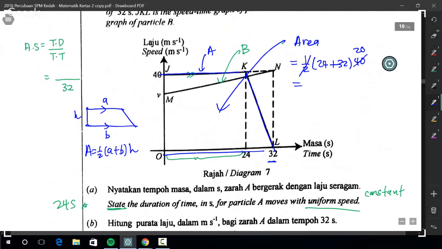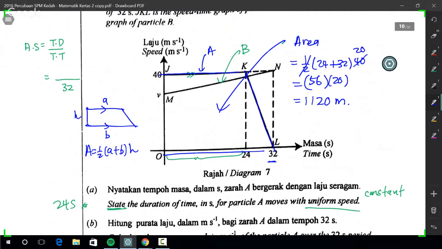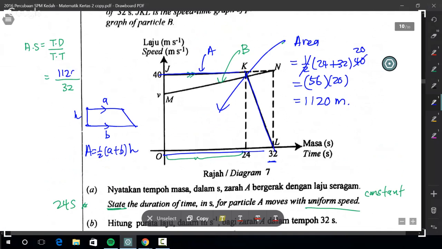And then this one I will get 56 multiplied with 20, so it will be 1120. I hope my math is good enough. Meters. This should be the distance. 56 multiplied by 20, 1120. Okay, yeah. So if I have the total distance 1120, I will write it out, and then I can get my average speed by dividing this by 32. So average speed should be 35 meters per second.